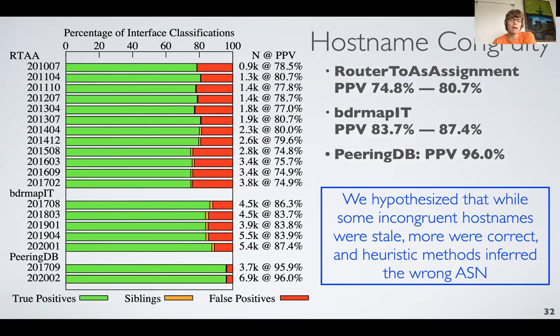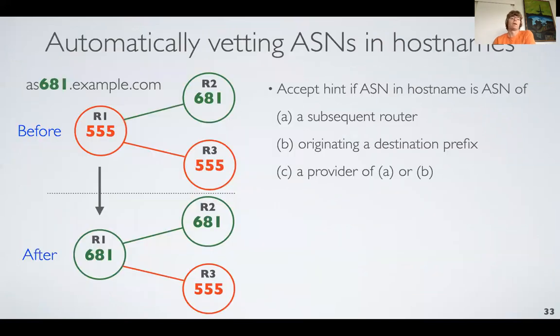So what we take from this is that we can hypothesize that while there are some host names that are stale in the sets that we examined with router to AS assignment and border map-it, it seems that more are correct than stale, and the heuristic methods that we used were inferring the wrong ASN. So we developed methods to vet ASNs and hostnames, and the paper describes this in more detail.